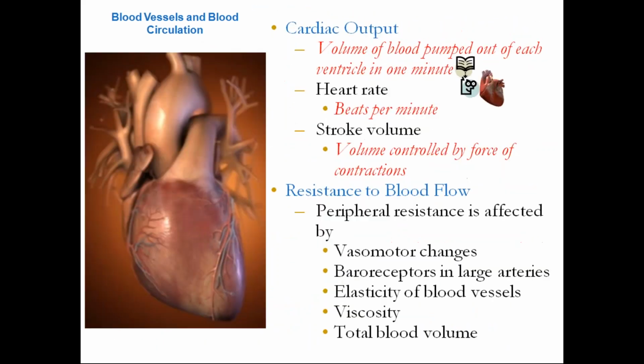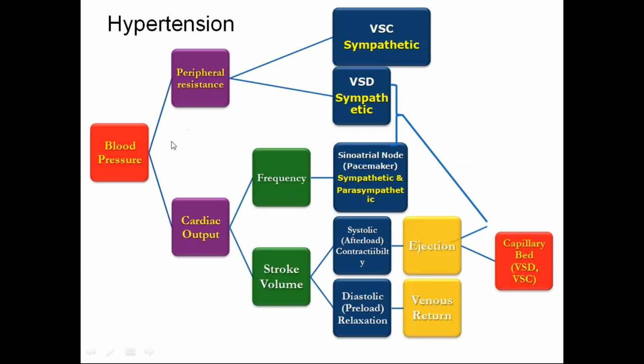Okay, so let's keep going. So cardiac output, please, this is really relevant. This is high yield. This is high yield. Blood pressure is peripheral resistance times, we say times, cardiac output.